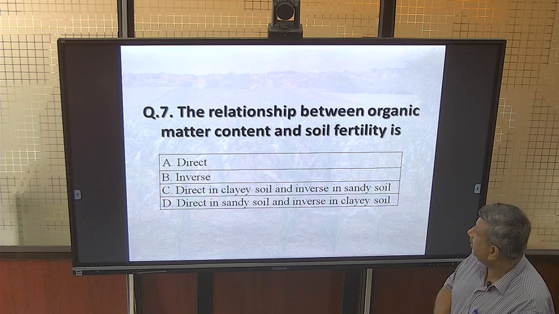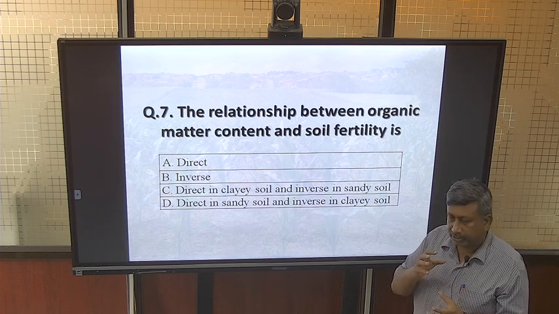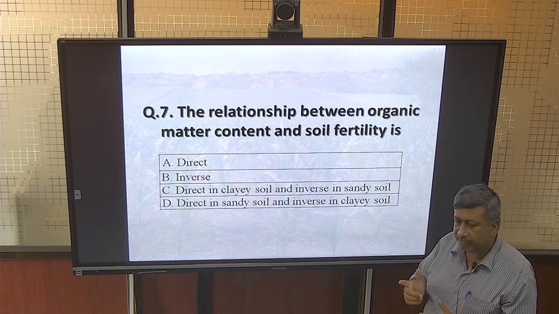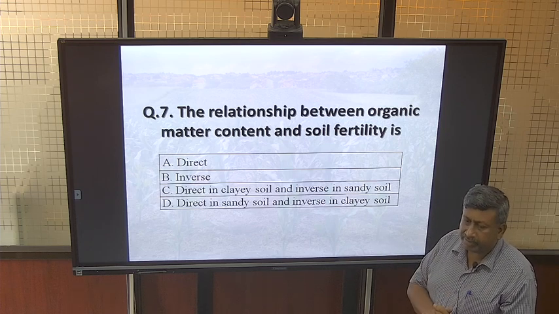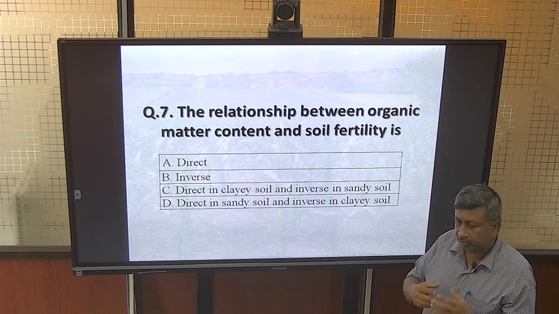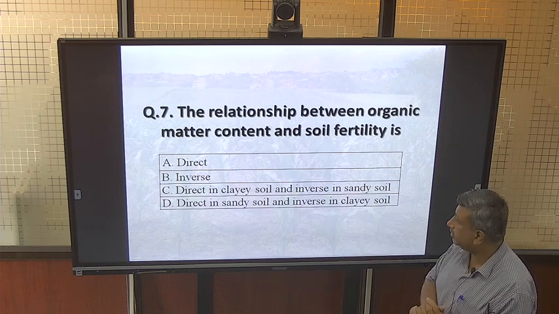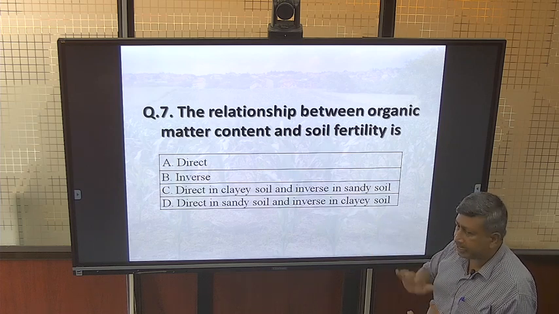Next is the relationship between organic matter content and soil fertility. So if organic matter content is high, definitely soil fertility will be high, because if organic matter is high, then mineralization will be there and nutrient release will be there. So whenever organic matter is high, fertility is high because of more availability of nutrients. So that's why the relationship is direct, not inverse.